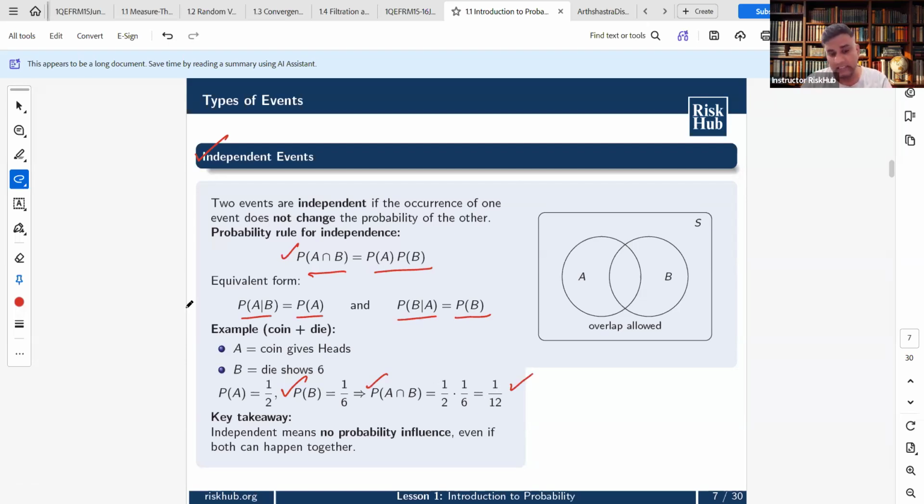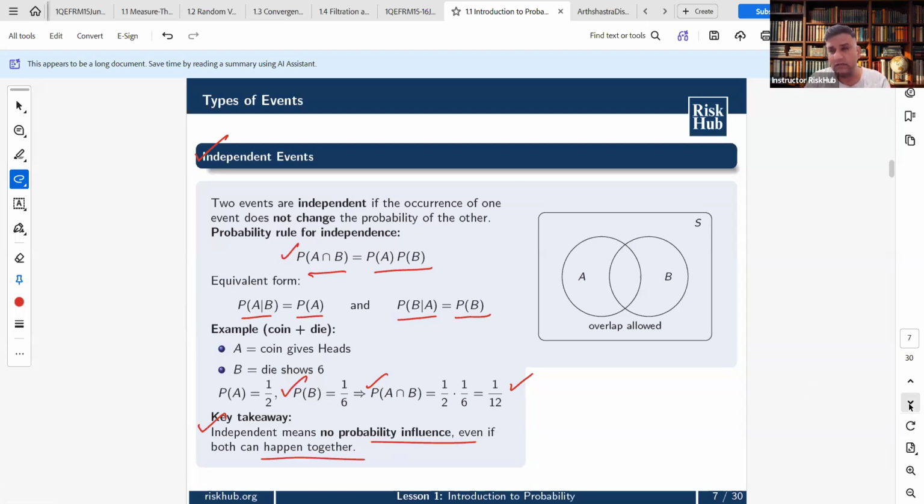The huge quant insight here is that many models assume returns are independent, but in reality, returns often show dependence: volatility clustering, market contagion, credit contagion, correlation. This entire field exists because independence often fails. So very, very important: independence means no probability influence, even if both can happen together.